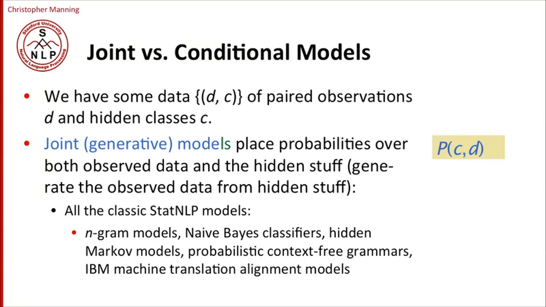So let me now contrast joint versus discriminative models. In both cases, we're going to assume that we have some data DC of paired observations of the data D and the hidden classes C. And so the defining characteristic of joint models is that they place probabilities over both the observed data and the hidden stuff. So we have the probability of C and D. And commonly the way that that's done is as a generative model. So the generative models generate the observed data from the hidden stuff.